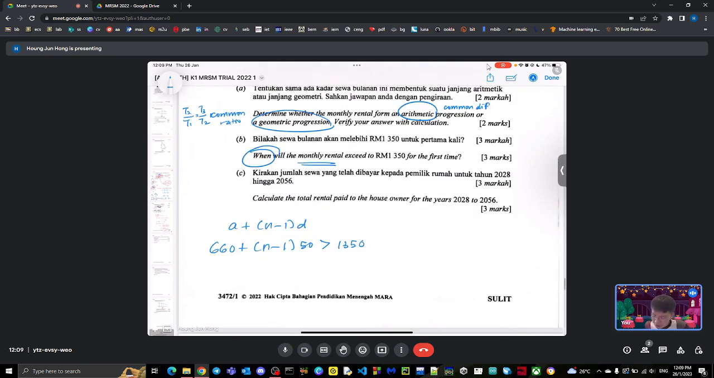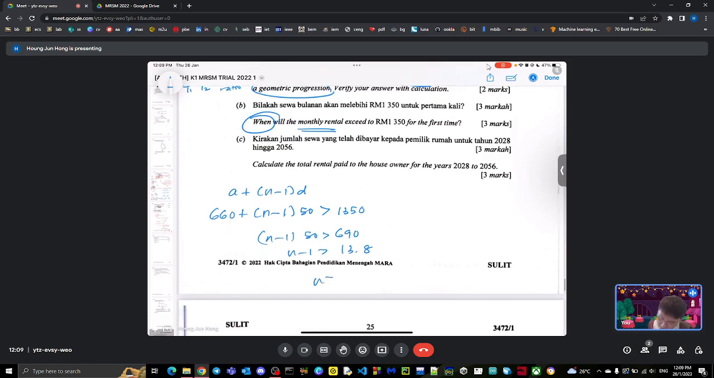So now just do a little bit of math. 690. So n minus 1 will be larger than 13.8, so n will be larger than 14.8. That's to say, if n is supposed to be an integer, it should be minimum 15, because it's larger than 14.8. So when n equals 15, your monthly rental will definitely be greater than 1350.